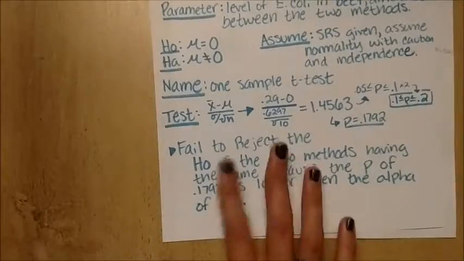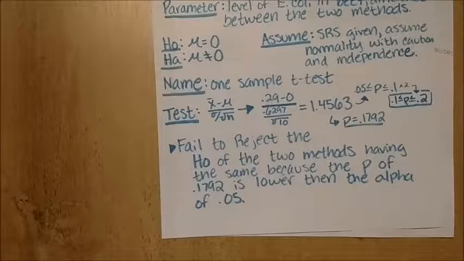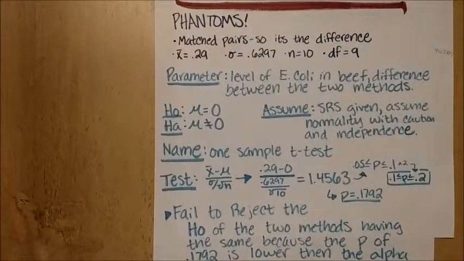And then here's my statement. We failed to reject the H0 of the two methods being the same because the p of 0.1792 is higher than the alpha of 0.05, the 5%. So that is your statement, and that is the end.